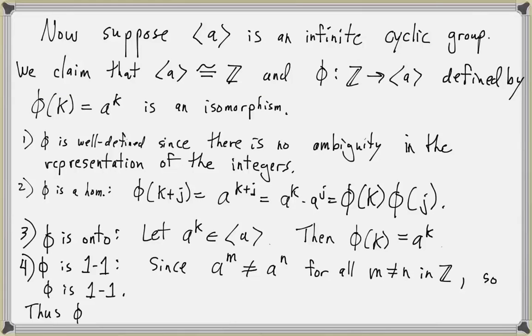So thus phi is an isomorphism, and the infinite cyclic group generated by a is isomorphic to the integers. So we see that the integers is the unique cyclic group up to isomorphism of infinite order.